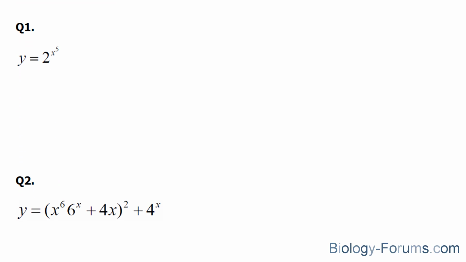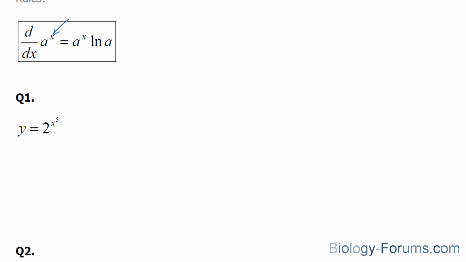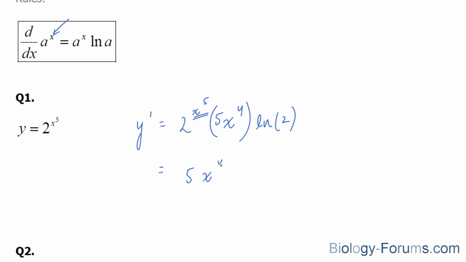Here we're asked to find the derivative of y is equal to 2 to the power of x to the power of 5. So we will use this rule and we will rewrite our equation 2^(x^5). We're going to find the derivative of this using the power rule, which is 5x to the power of 4, and you can enclose it in brackets, and then ln 2. So we'll rearrange everything. We'll have 5x to the power of 4 times 2 to the power of x to the power of 5 times ln 2. That's it. Moving on to question number 2.